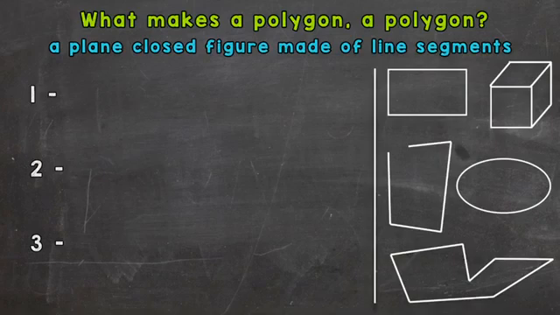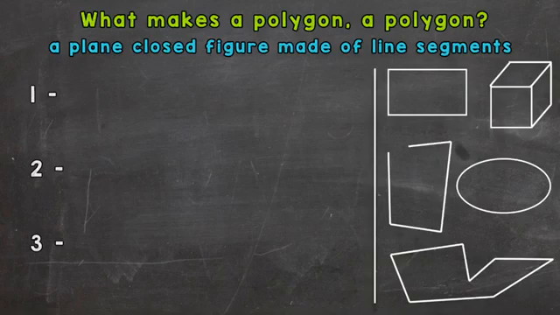But before I start that, when it comes to polygons, they have specific names. So for example, a three-sided polygon is a triangle. A four-sided polygon would be a quadrilateral. I'm going to go through those specific names in another video. I dropped that link down in the description. So let's get back to what makes a polygon a polygon.